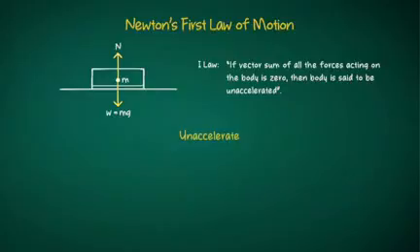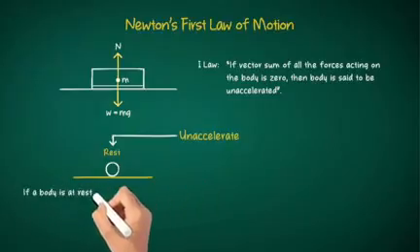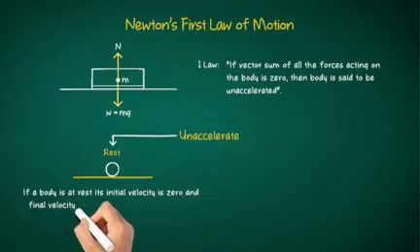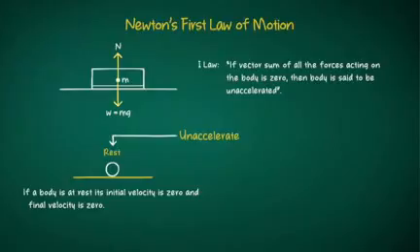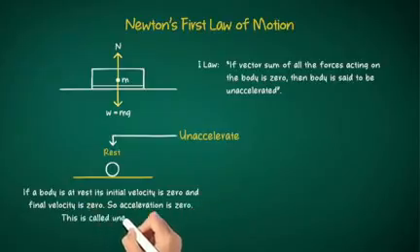In kinematics, you must have learnt what acceleration is. Acceleration is the rate of change of velocity. If a body is at rest, its initial velocity is 0 and final velocity is 0. So, change in velocity is also 0. Therefore, change in velocity by time is also 0 and acceleration is 0. This is called unaccelerated.